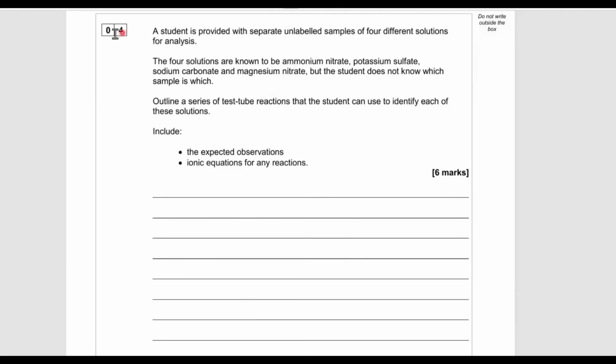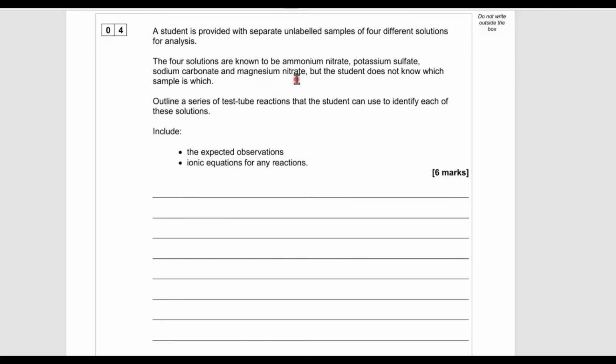Okay, question 4. A student is provided with separate unlabeled samples of 4 different solutions for analysis. The 4 solutions are known to be ammonium nitrate, potassium sulfate, sodium carbonate, and magnesium nitrate, but the student doesn't know which sample is which. Outline a series of test tube reactions that the student can use to identify each of these solutions. Include the expected observations and the ionic equations.